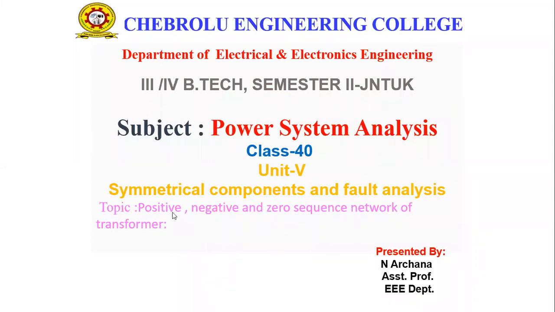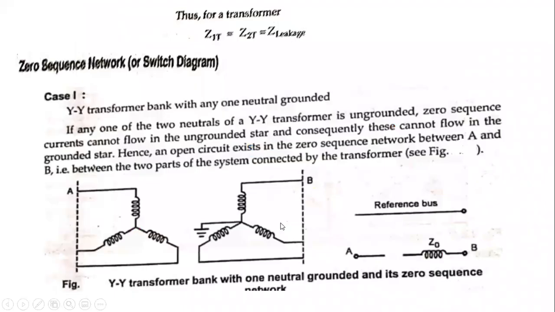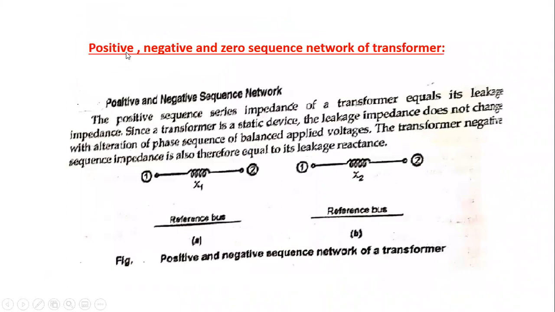Today we are going to discuss the positive, negative, and zero sequence networks of a transformer. In the previous class, we already discussed the positive, negative, and zero sequence of a synchronous machine or synchronous motor. First, what is the positive sequence and negative sequence equivalent network of a transformer?